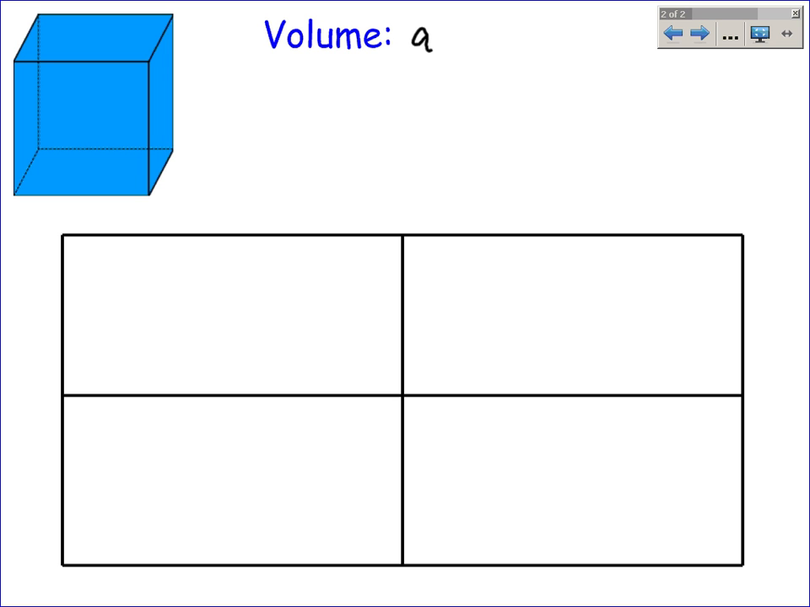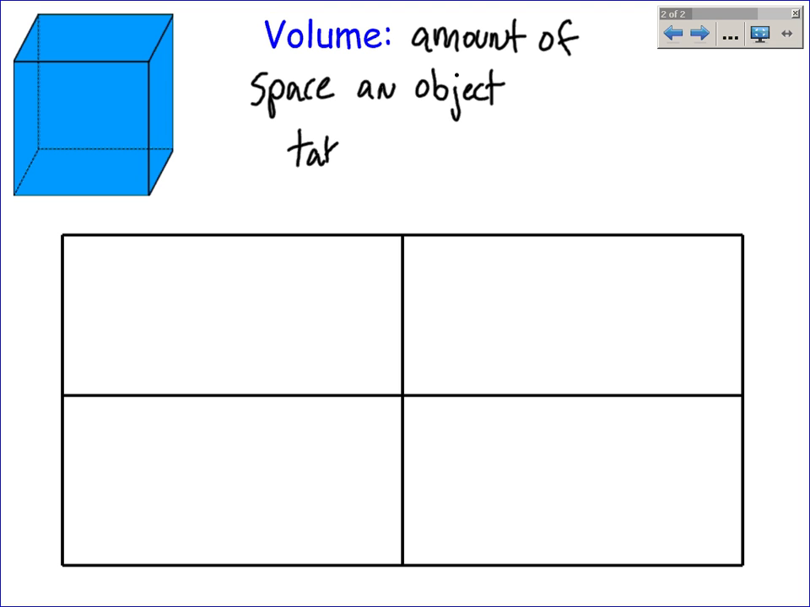Volume is the amount of space an object occupies or takes up. And we have a formula that we use when we're looking at a rectangular prism for calculating volume. The formula that we use is volume is equal to length times width times height. Let's do a quick sample problem to see what this looks like.